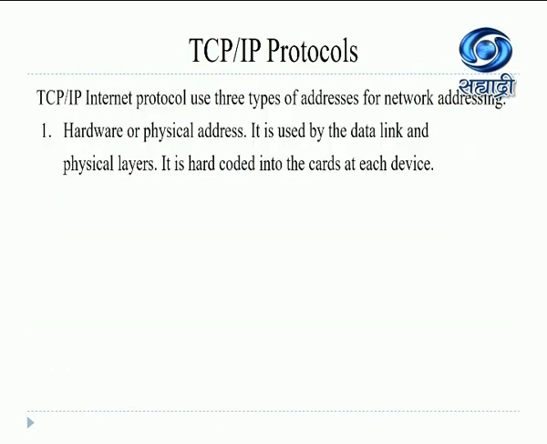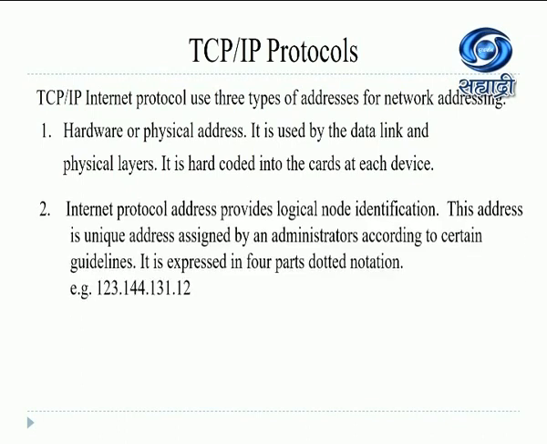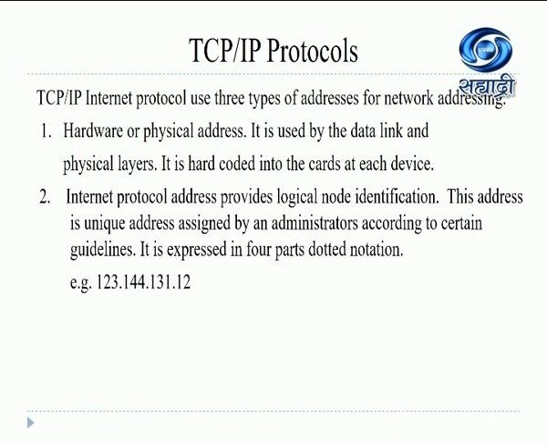TCP/IP uses three types of addresses for network addressing. First, hardware or physical address. It is used by the data link and the physical layers. It is hard-coded into the cards at each device. Second is the Internet Protocol address, which provides logical node identification. This is a unique address assigned by the administrator according to certain guidelines.